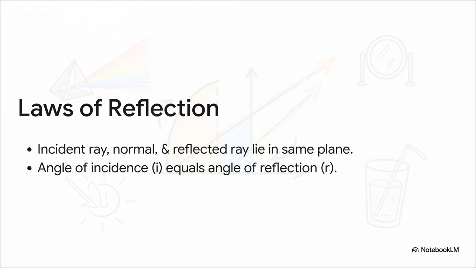First, the incident ray, the normal, which is just an imaginary perpendicular line exactly at the point where the ray hits the surface, and the reflected ray, all lie in the exact same plane. Think of them as sitting perfectly flat on a single sheet of paper. Second, the angle of incidence, or I, is always equal to the angle of reflection, R. So the absolutely crucial takeaway here is that whether light is bouncing off a tiny pocket mirror or the massive flat surface of a calm lake, these universal laws hold perfectly true every single time.